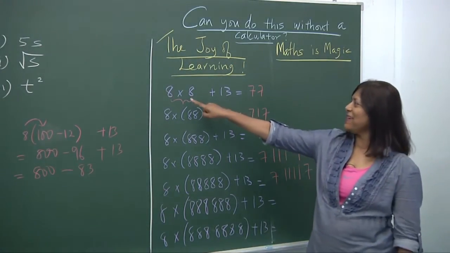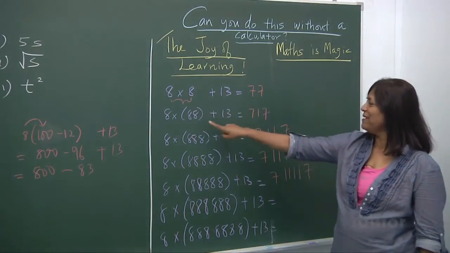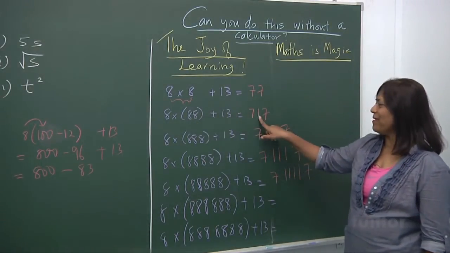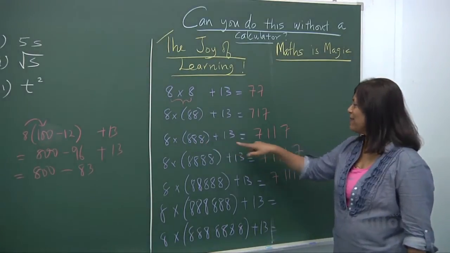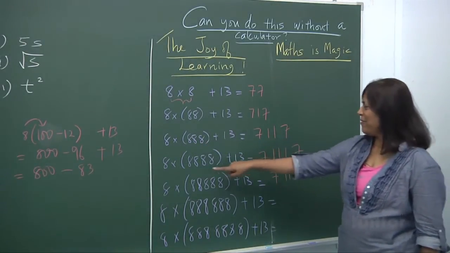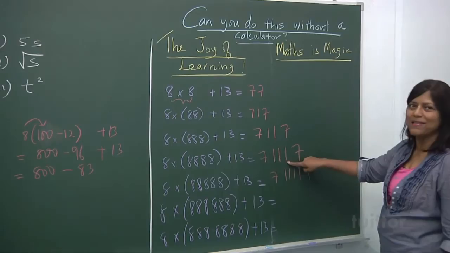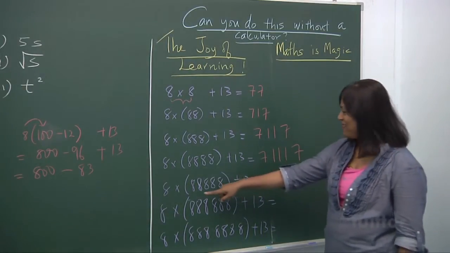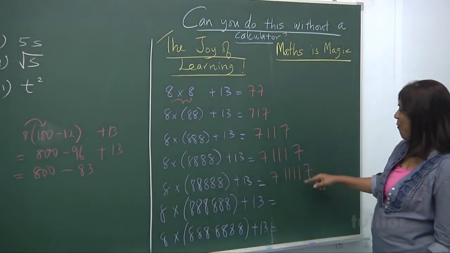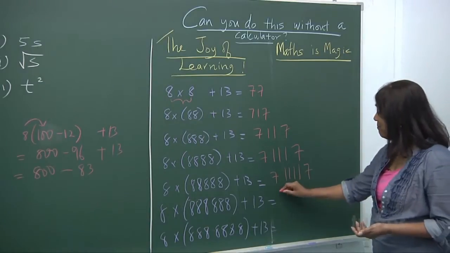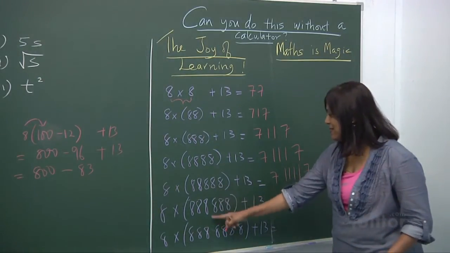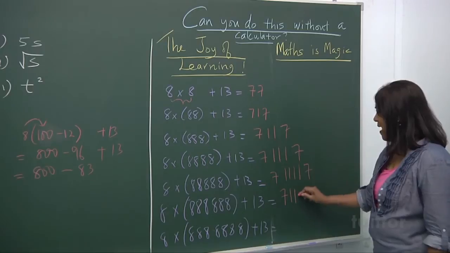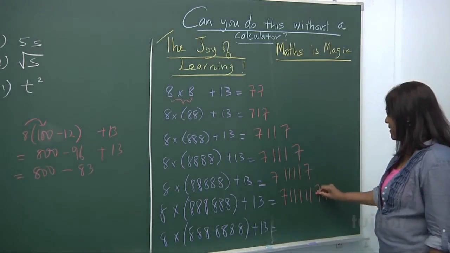Here is 88, there's no 1 here. The double 8s will give you 11. The triple 8s will give you two 1s. The four 8s will give you triple 1s. You saw that? And you see the five 8s will give you four 1s. And what will the next answer be? You can see there are six 8s here. There will be five 1s, and you get a 7.